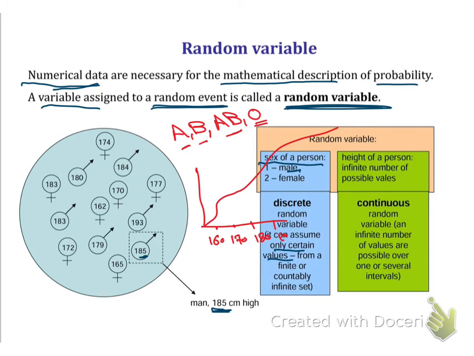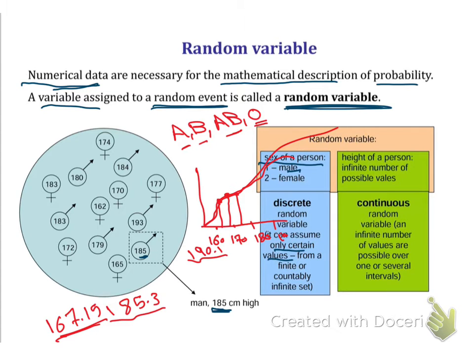Okay, any value here could be the height of a person. It is possible. If the value is 190.1, it could be a height. If it is 185.3, it could be a height. If it is 167.15, it could be a height. So the height of the person can take any value. So the data is continuous.